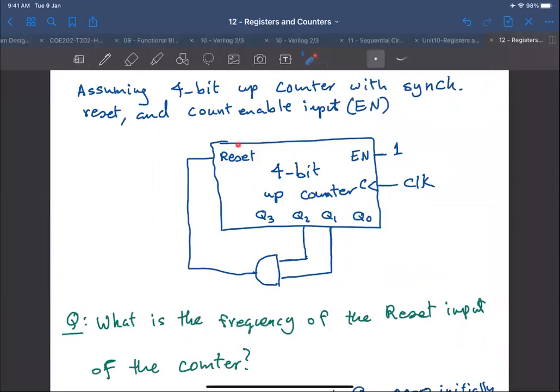And we are drawing it inside here because this is a counter. It's not a flip-flop. So it has a reset, and we have to mention whether reset is synchronous or asynchronous for the counter. So we have a 4-bit up counter with synchronous reset and count enable input. What does count enable input mean? It means count if enable is 1 and stop counting if enable is 0. All right. Is this difficult to implement, guys?